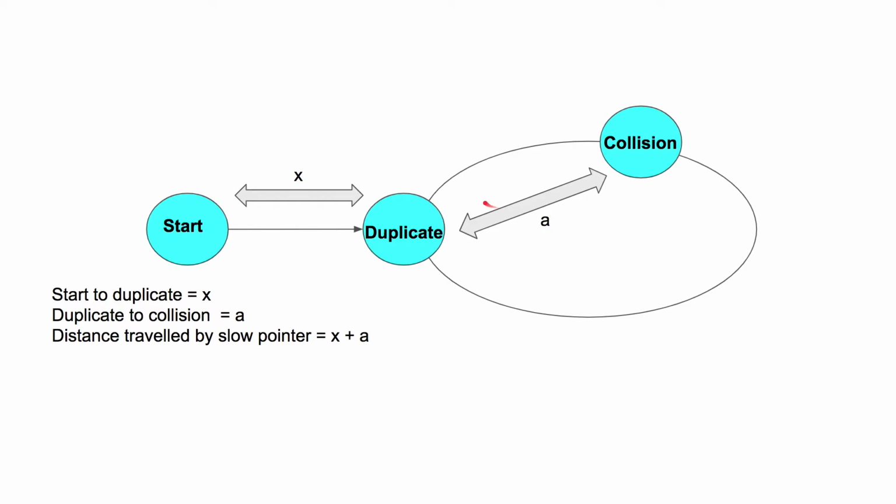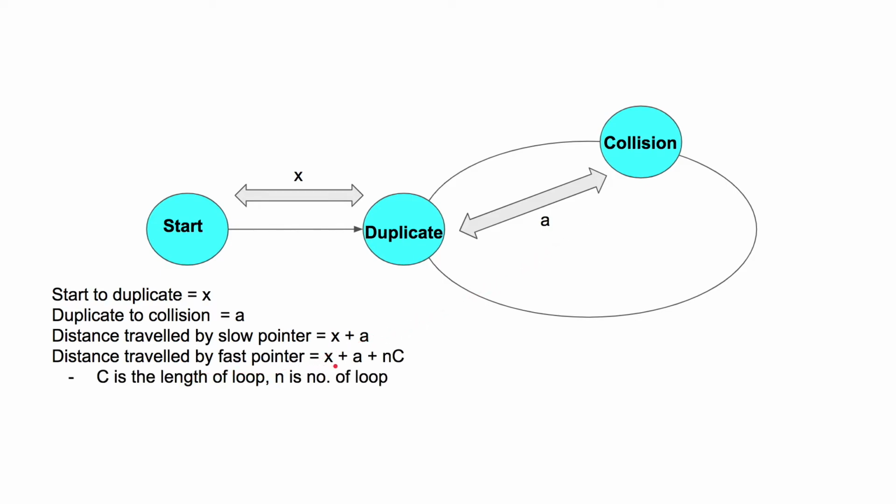Then it is very obvious that when both of them were in this loop, there might be a possibility that your fast pointer is moving few more rounds than the slow pointer. Then we can simply say that the distance traveled by the fast pointer was x plus a plus nc. nc is what? c is the length of the loop and n is the number of loops. So let's say if the length of the loop is c, then you might have completed few rounds of this loop, right? So that is the number of loops you have traversed. So we can say that the distance traveled by fast pointer is x plus a plus few rounds of this complete loop, okay?